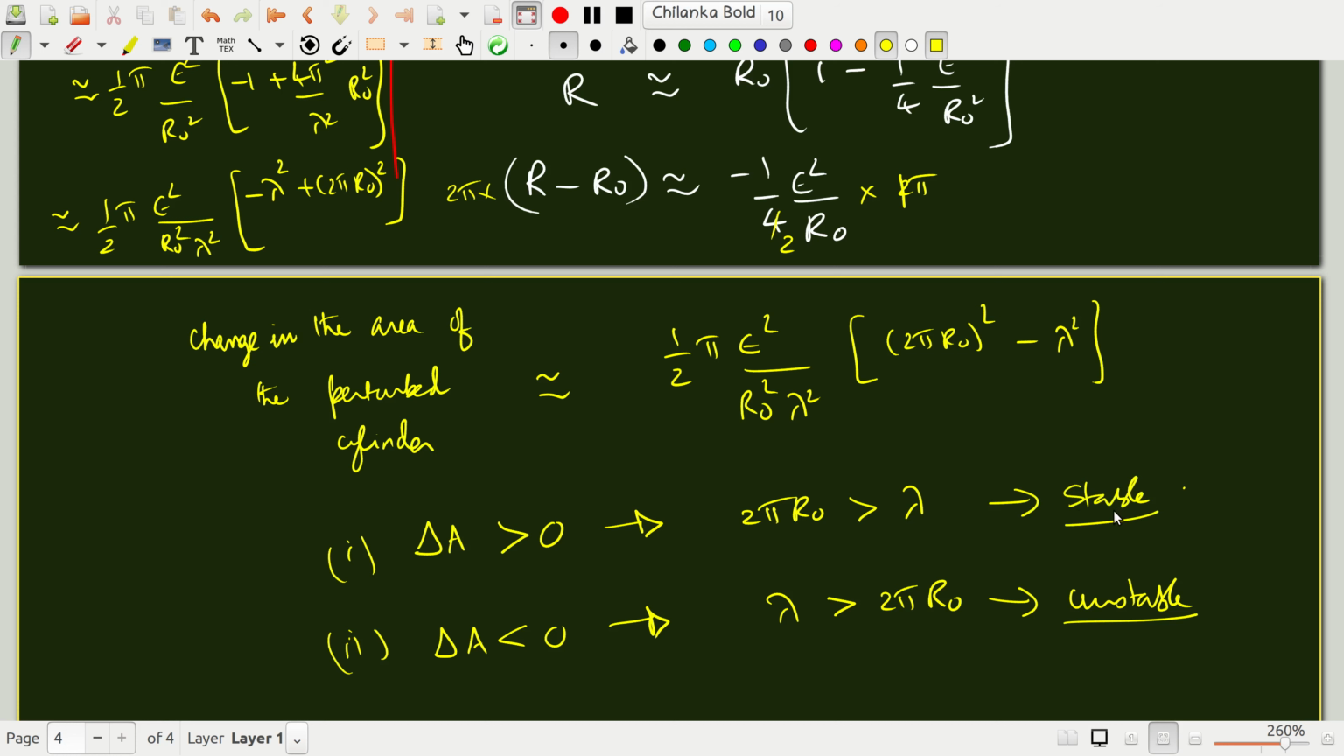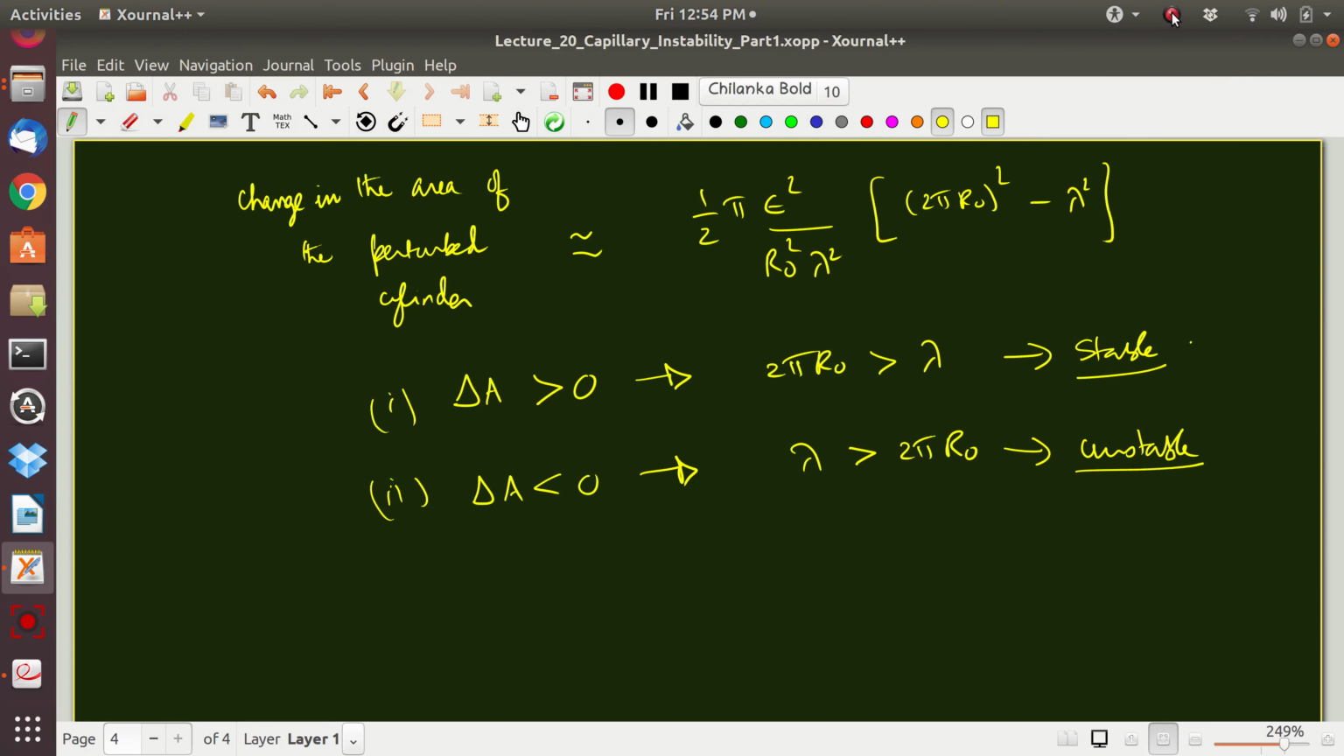So this is a very simple way of understanding how the change in area causes a reduction in surface energy for wavelengths that are large compared to the circumference of the original cylindrical jet, and if the wavelengths are small compared to the circumference, then such deformations are stable. So this is the simple physical idea. I'm going to stop here. In the next module we will work out the mathematical analysis of the same problem.